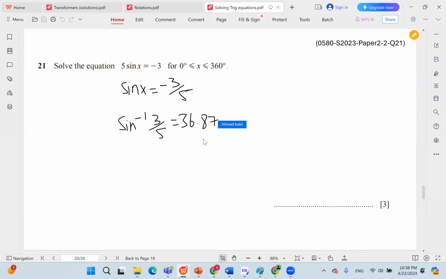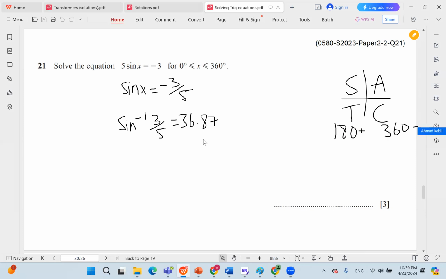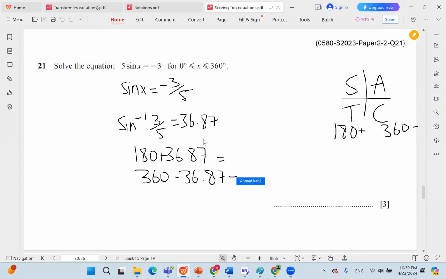But since this is negative, we're not going to take A or S. We're not going to take the calculator value or the S quadrant. We're going to go with T and C instead, 180 plus and 360 minus. So we have here 180 plus 36.87 and 360 minus 36.87. And we use the calculator to find these values.